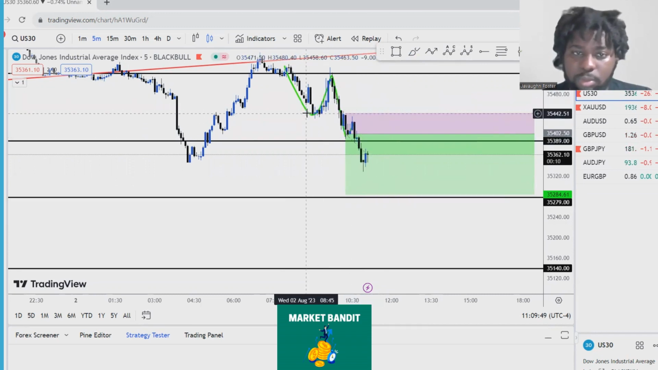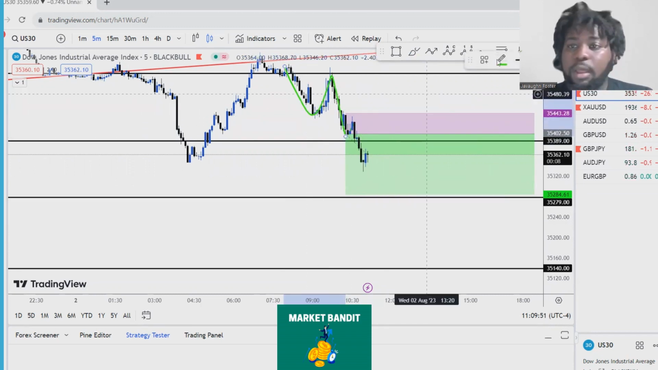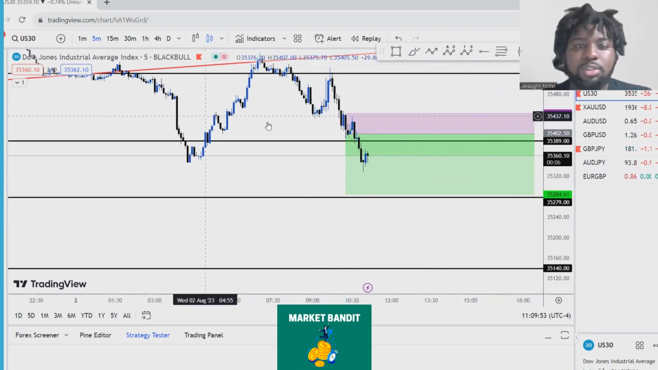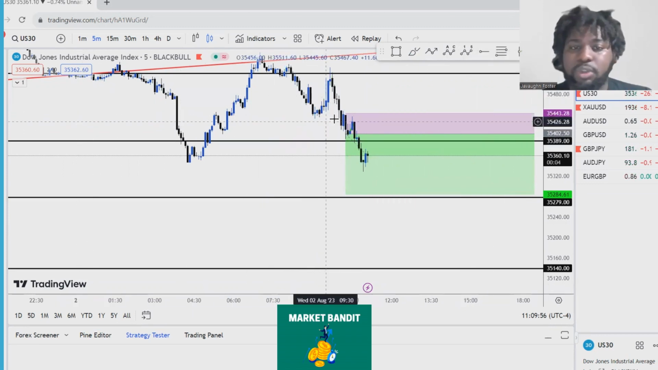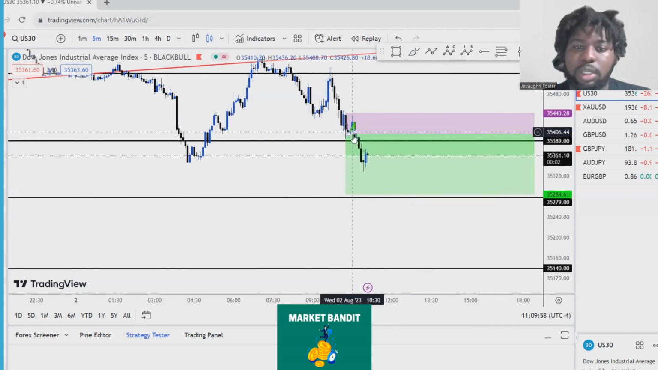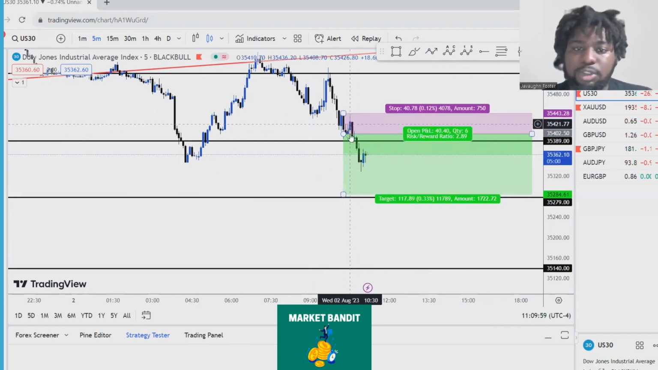So that was a very profitable trade, guys. The next setup we have over here, and also as well, I did apply my market bandit strategy, which gave me a beautiful stop loss and entry target, entry area. Okay.